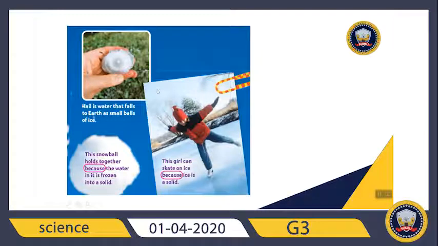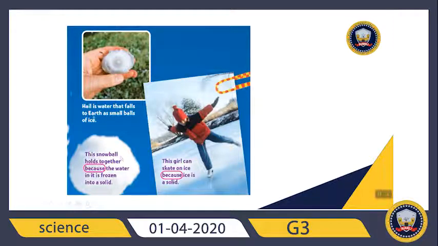Look at this picture at next page. It says hail is water that falls to earth as small balls of ice. Guys, have you ever heard of hailstorm? Which is a kind of icy snowballs which are round and big, and as a matter of fact that could be in different sizes. And this is a type of water that falls to earth as small balls of snow.